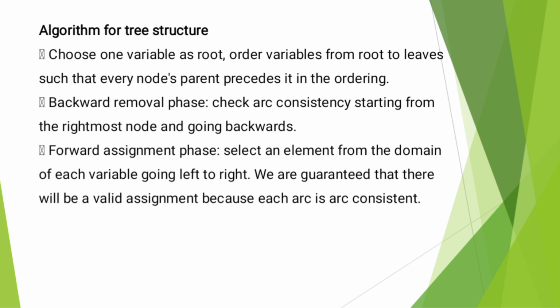Algorithm for tree structures: choose one variable as root. Order variables from root to leaves such that every node's parent precedes it in the ordering. Then the backward removal phase: make each arc consistent, starting from the rightmost node and going backwards. Then the forward assignment phase: select an element from the domain of each variable going left to right. We are guaranteed that there will be a valid assignment because each arc is consistent.